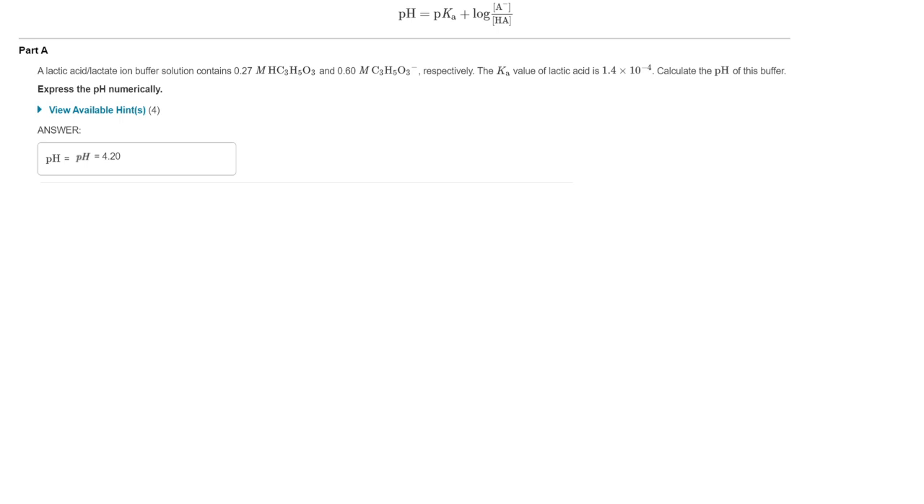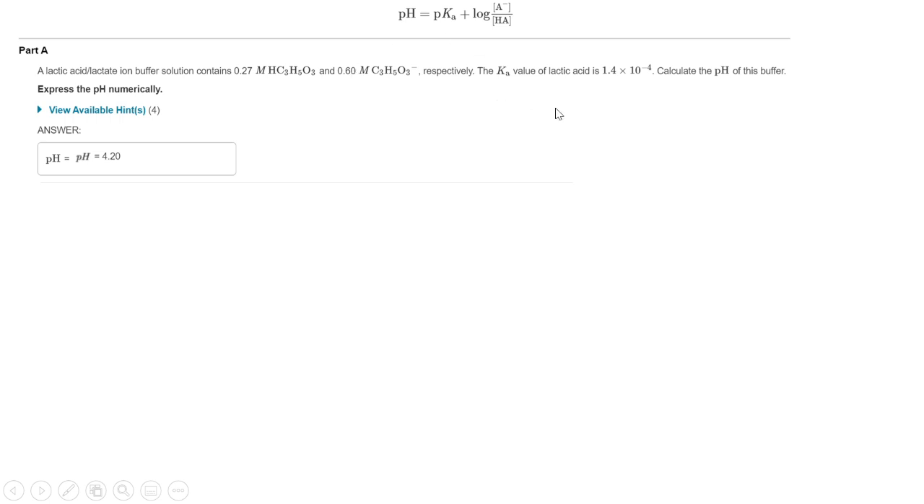All right, so a lactic acid lactate ion buffer solution contains 0.27 molarity of, look at the H here. H in front typically means that's the acid, right? And so that's the lactic acid. This right here then is 0.6 molarity. Notice the lack of the H in front and the negative charge. It's that acid that's lost its H plus, isn't it? And so that would be the lactate ion portion of that buffer. Okay, so you have your concentrations of those two, respectively.